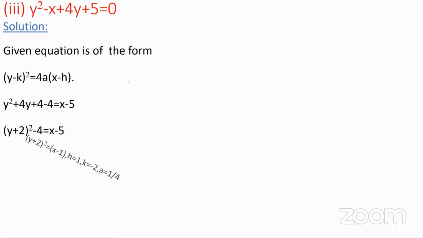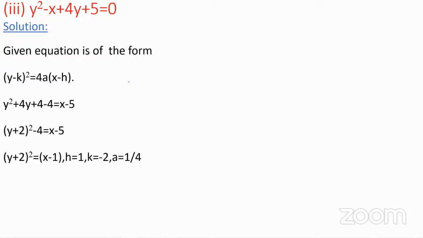That is based on the x square formulas. Now you will get the y square formula. So y minus k whole square equal to 4a of x minus h. This is in the form. So then y square plus 4y plus 4 minus 4, I'm adding here plus 4 minus 4. So then I'm taking the x value and constant value to the right side. Then I will get y plus 2 whole square minus 4 equal to x minus 5. Then y plus 2 whole square equal to x minus 1.